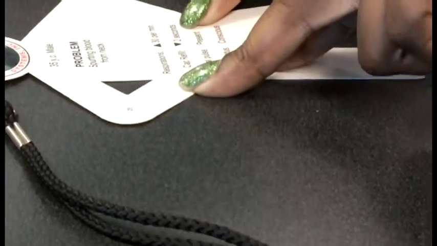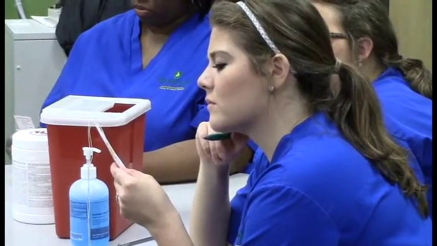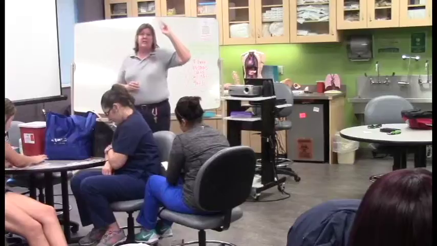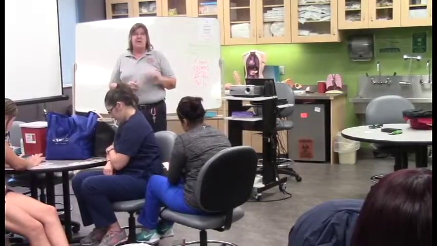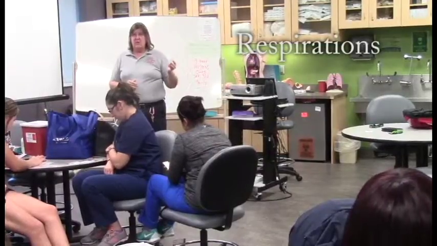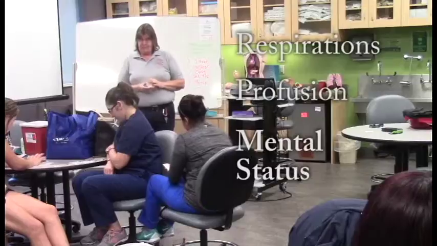Now, how do you know they're 8 or 9? If they have any signs of puberty, then they're an adult. So if you look at your START, and this may be a little confusing, we actually look at 3 things: RPM. Respirations, perfusion, and mental status.